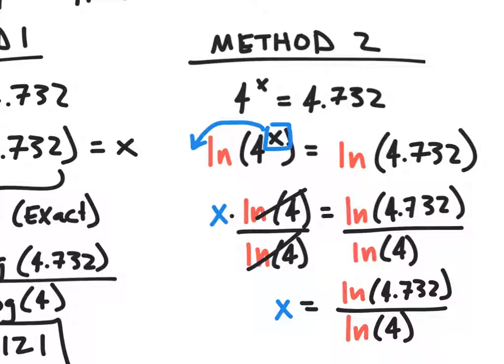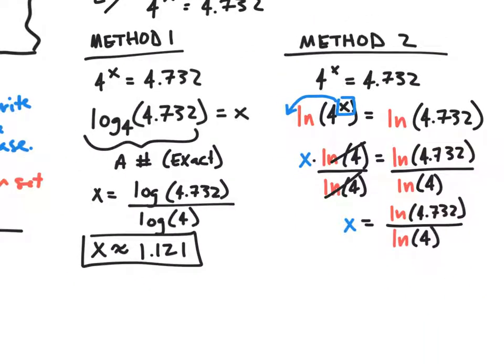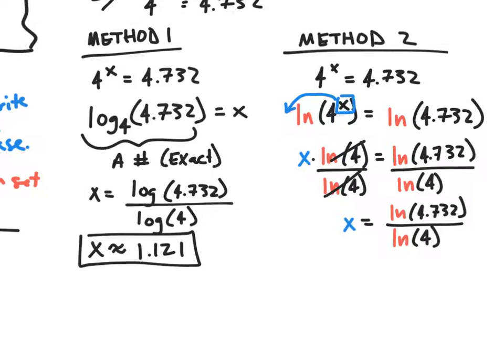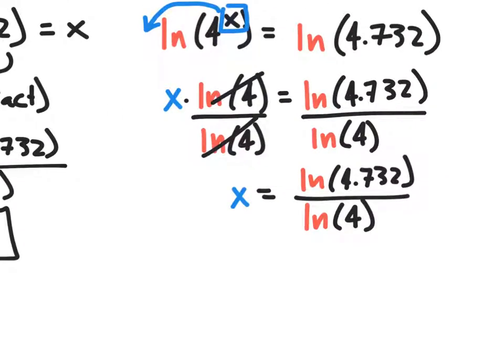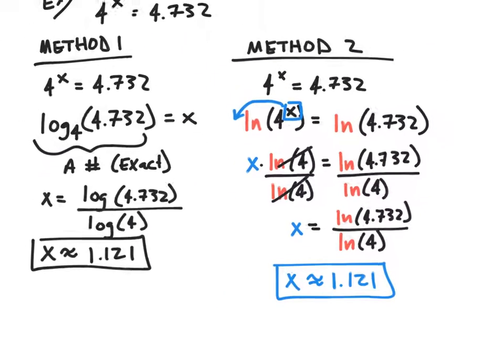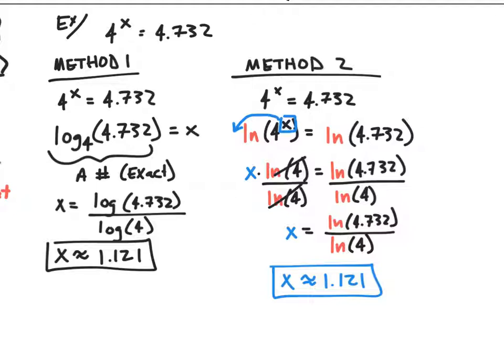Okay, now what you should notice is that this is pretty much the same thing that we had over here, okay? And if we use the natural log on our graphing calculator, so natural log of 4.732, and then divide that by the natural log of 4, we're going to get the same thing. We're going to get that x is approximately 1.121, all right?